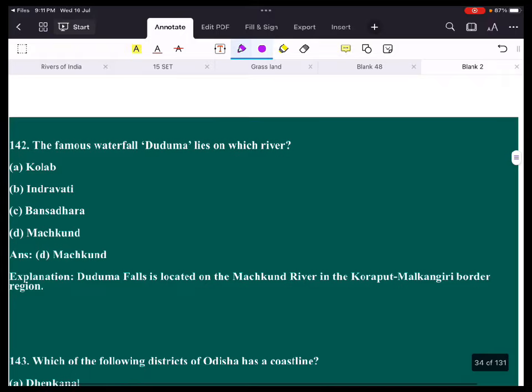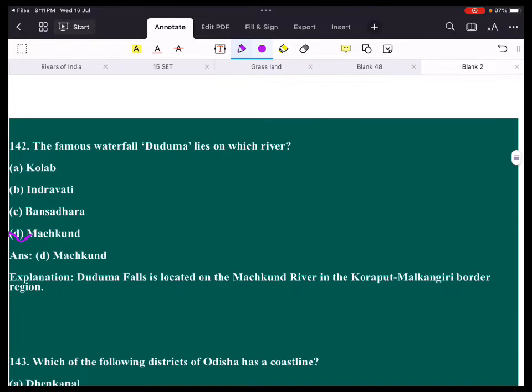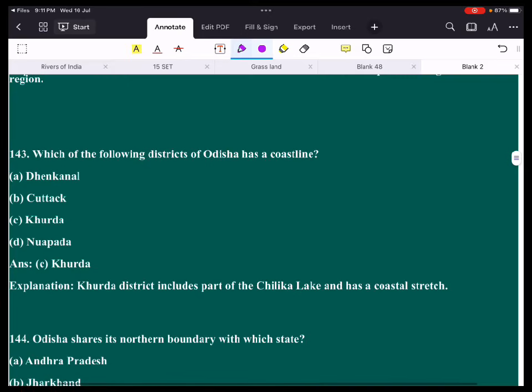The famous waterfall Duduma lies on which river? It is Machkund, option D. Which of the following districts of Odisha has a coastline? It is Khurda. Khurda district includes part of Chilika Lake and has a coastline stretch.